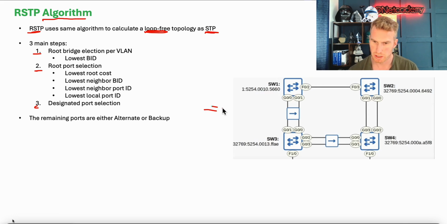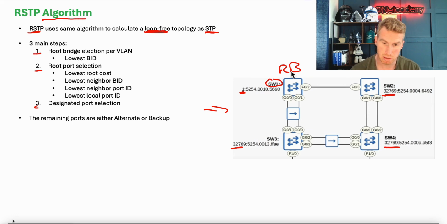So if we just use the quick topology here, which one will be that root bridge? Well, we know it's going to be SW1 because it's got the lowest bridge identifier with a priority of 1 here. If you look at all the other bridge identifiers, they all have a significantly higher priority, and thus this bridge here, SW1, will become the root bridge.